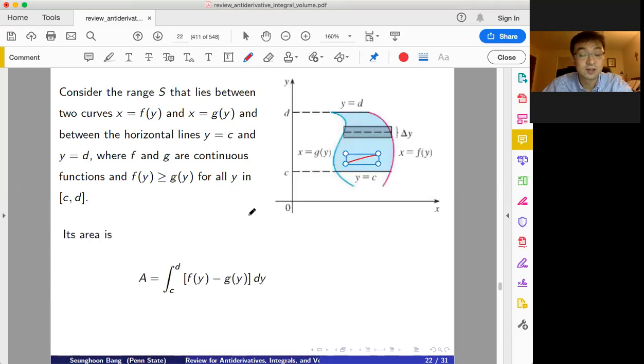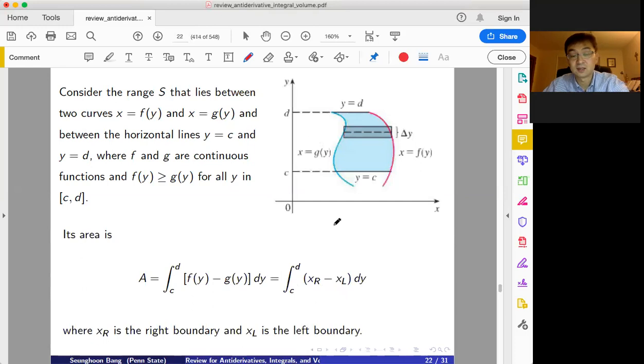This is the idea. The integral from c to d of f of y, the right boundary, minus g of y, the left boundary, dy. This is the area, exactly right boundary minus left boundary. So like this.